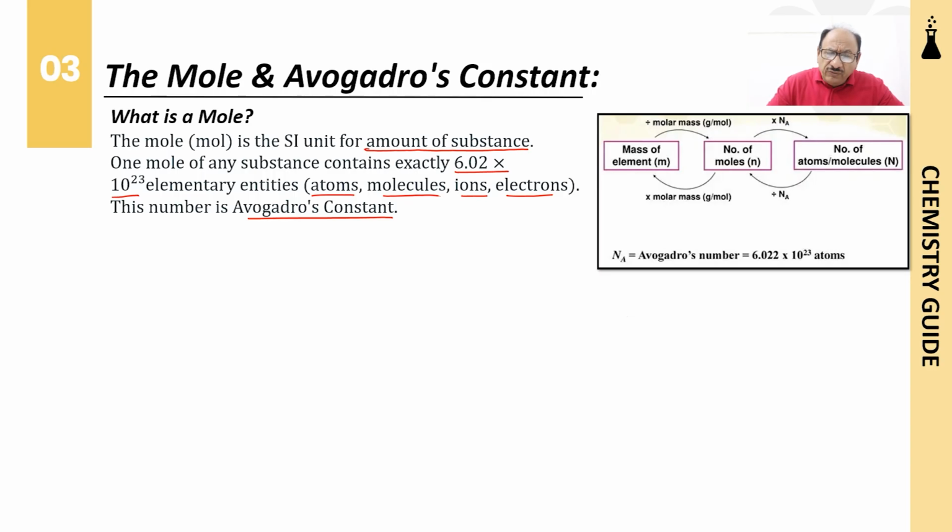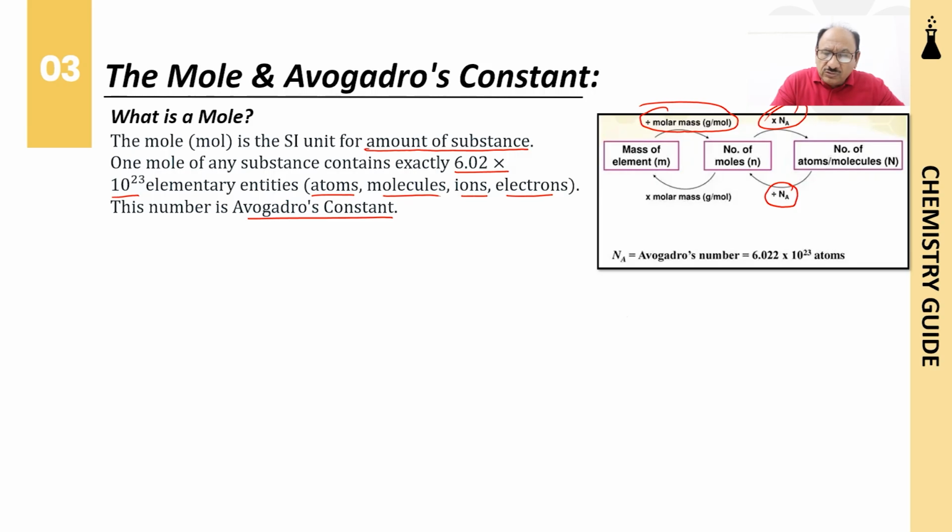So if we have to convert from mass of element to number of moles, we'll have to divide this by the molar mass. And if we have to convert moles into number of atoms, we'll have to multiply this by Avogadro's number, which is 6.02 × 10^23. And for the back conversion, if we have the number of atoms or molecules, we will divide this by Avogadro's number, 6.02 × 10^23, and we'll get the number of moles.